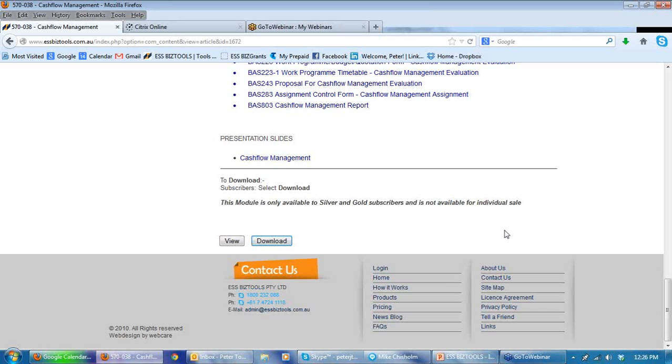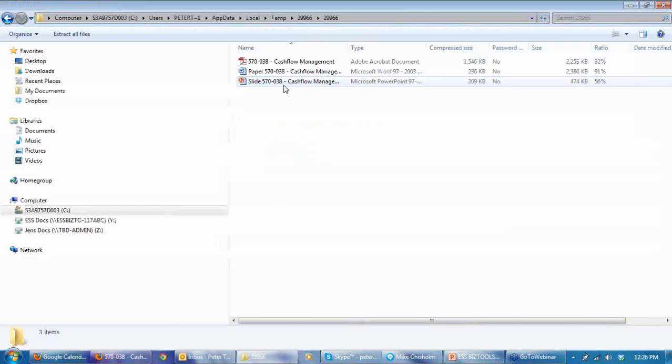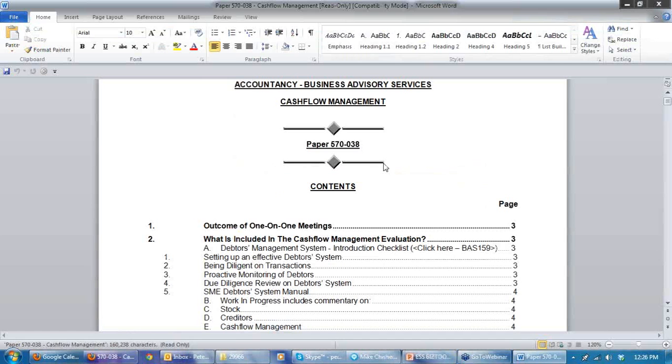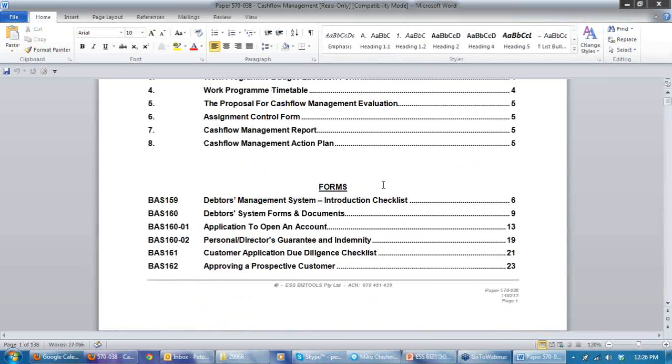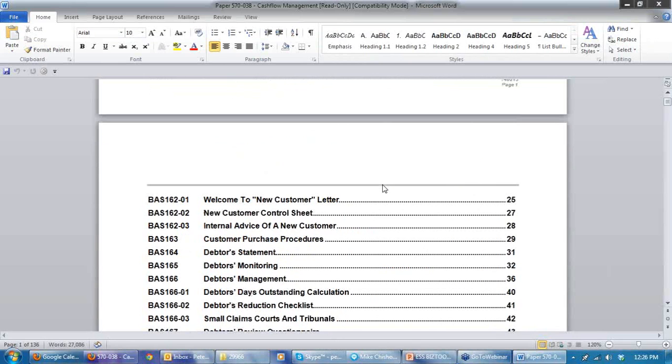So within this material we've got questionnaires to assist you in undertaking a due diligence review of the debtors system. There are forms that you can use to plan the actual review, and then for every type of document that we mention, a sample of it is included in the material. So we've got a whole range of forms: welcome to new customer letter, debtors statements, debtors monitoring, debtors days outstanding.